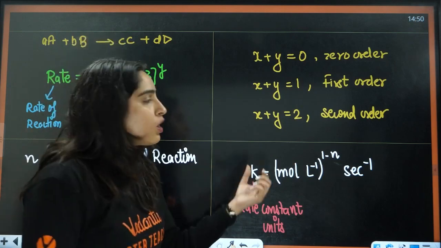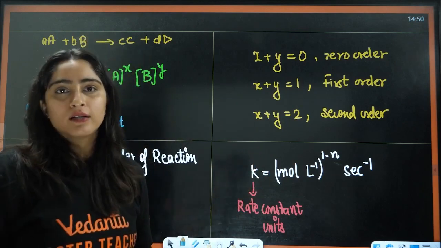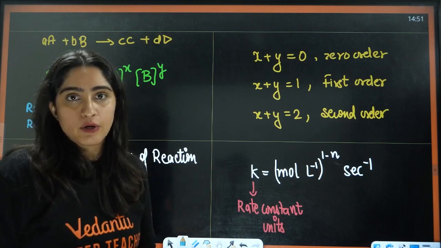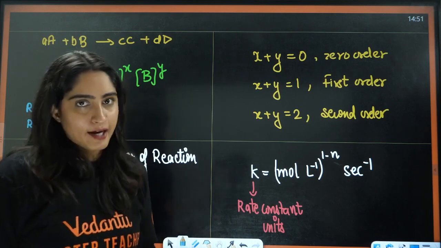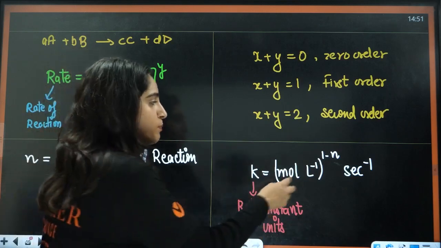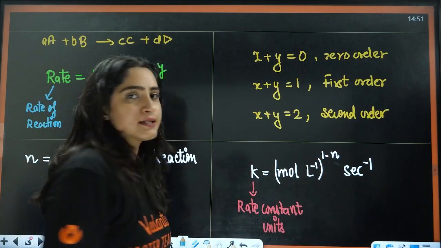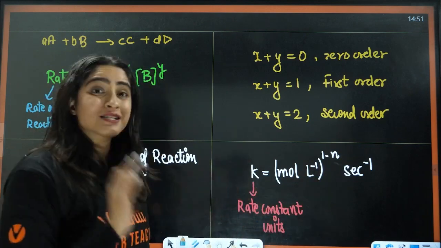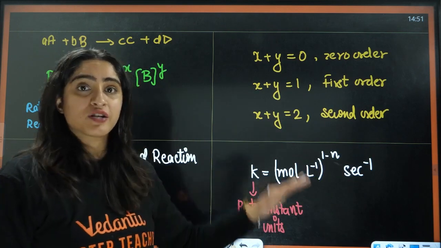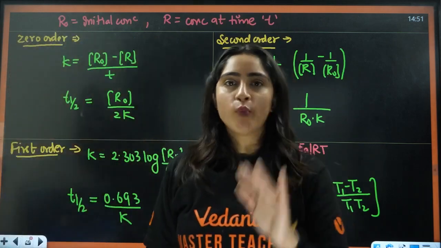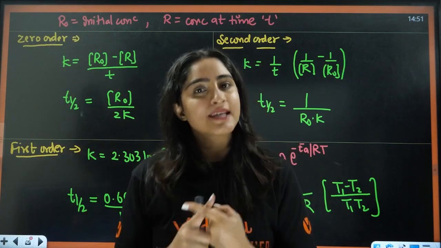Okay, so now how to calculate, they can directly ask you what is the unit of rate constant. They will give you the order of that reaction. For that we have this simple formula where n is the order of reaction: (mole per liter) to the power 1 minus n, per second. Okay, so these are the rate constant units. These questions are directly asked in the exams. Next we have the formulas of zero order, first order and second order reactions.